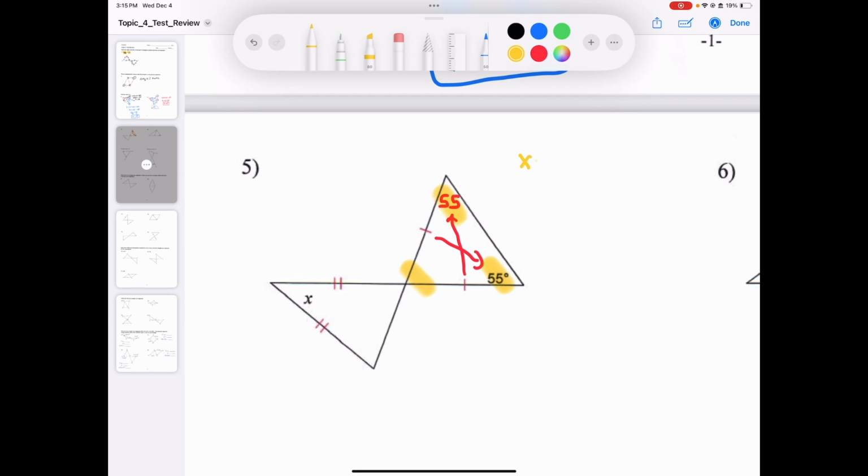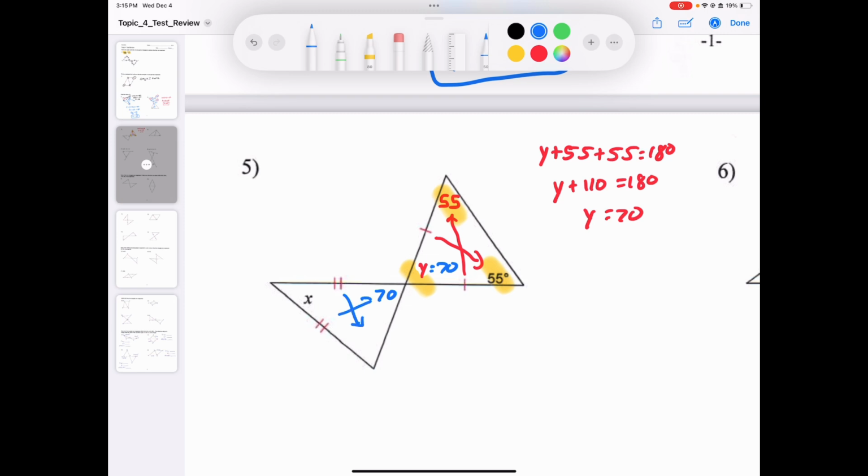So x, we'll just call it, now let's call it y. We'll call this y down here. Y plus 55 plus 55 has to equal 180. That's y plus 110 equals 180. So y is equal to 70. So this is 70. Vertical angles are congruent, so that's 70.